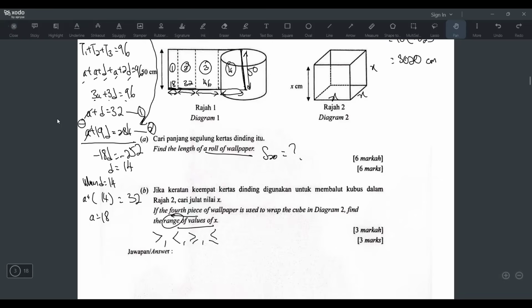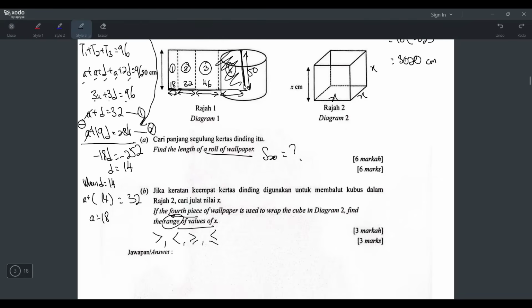So the first thing I will do is find the area for the fourth piece of rectangle first. Find the area first. Because they say they use the fourth piece of wallpaper to wrap. So I need to know the fourth piece rectangle's size. I know the width is 50, but I need to know the length, because I want to find the area.